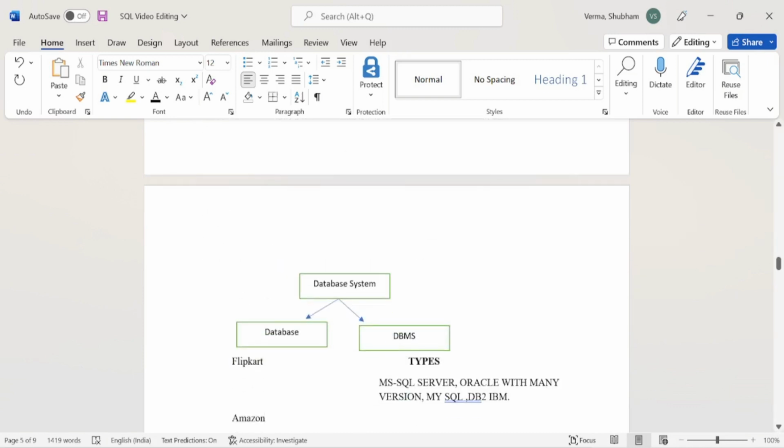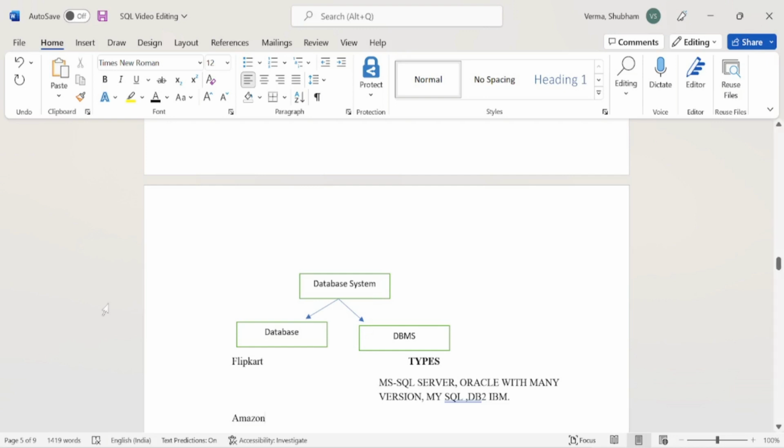Now let me show you one graph so that you can easily understand what is RDBMS and what is DBMS. Firstly, let's talk about the database system. I am not talking about any RDBMS or DBMS yet. Firstly, we need to understand what a database system is. Every organization has its own database system. If I take an example of big giants like Flipkart and Amazon, they have their own database systems. Now there are two terms in that database system. The first one is database and the second one is DBMS.